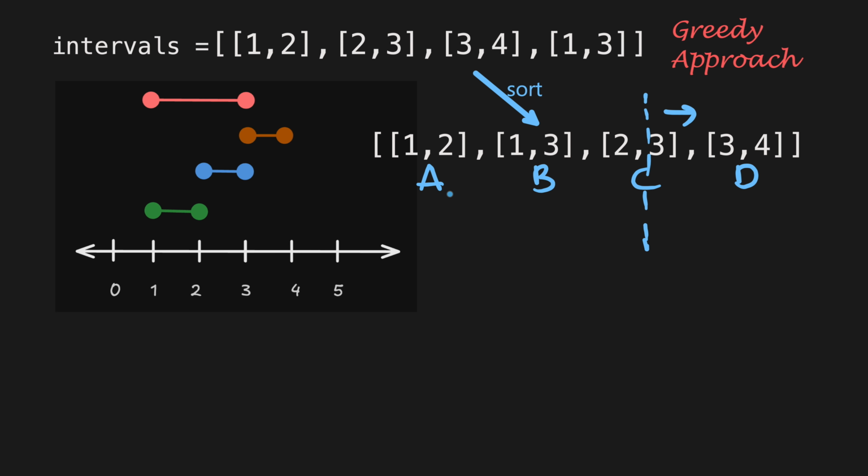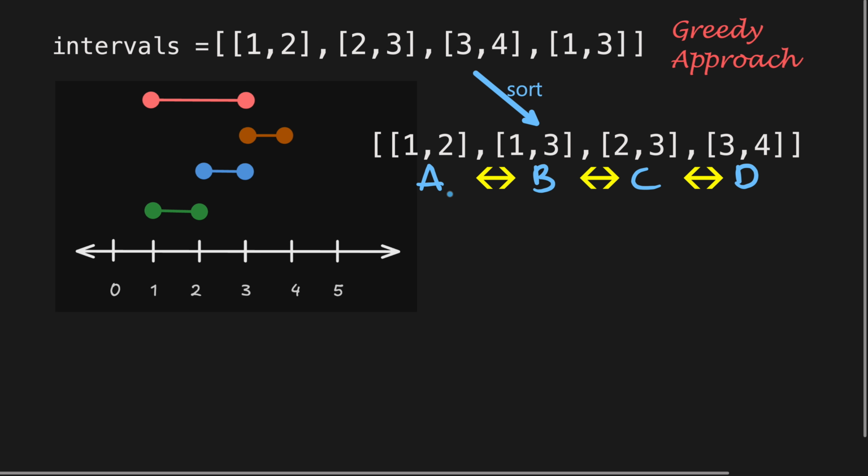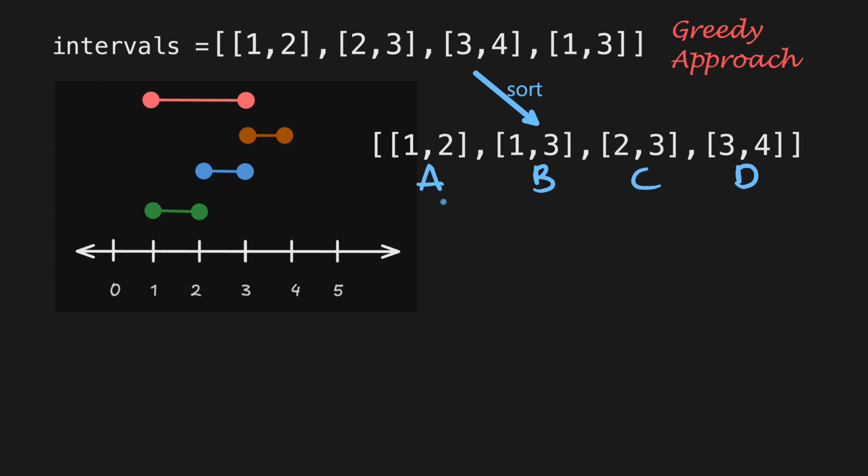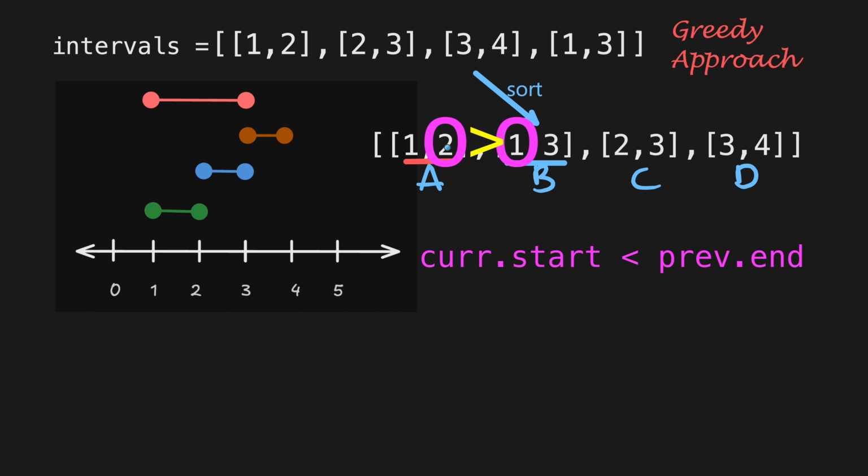This way, if we loop through these sorted intervals, we can easily detect overlap by comparing just two adjacent intervals. And how do we know that there is an overlap? It is simple. Let's say this is the current interval and this one is the previous one. Then we have a collision if the current interval's start time is less than the previous interval's end time. Here, for example, intervals A and B indeed overlap because B's start time 1 is before A's end time 2.